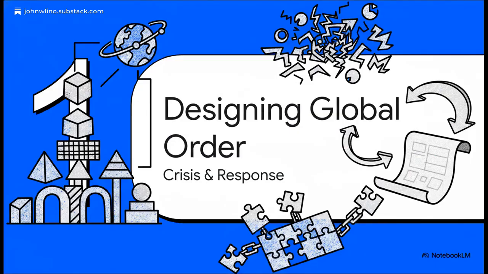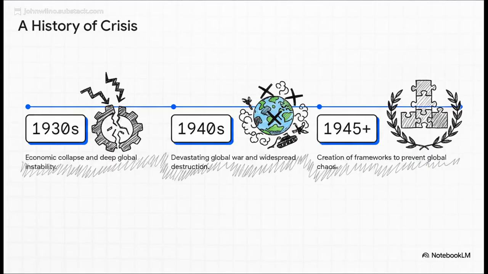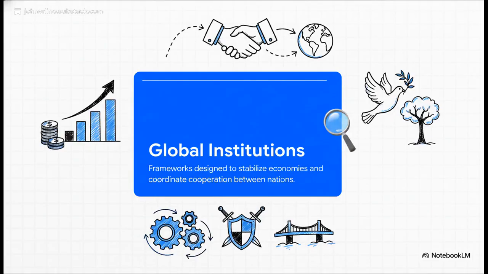Section 1. Designing global order, crisis and response. It's really easy to forget that these massive institutions weren't just created in a vacuum. They were a direct, urgent response to total global crisis. Think about the timeline here. The 1930s brought us catastrophic economic collapse and deep instability, which bled right into the pure devastation of a global war in the 1940s. The modern frameworks we know today were born straight out of that trauma from 1945 onward. At their core, they were engineered with one beautifully simple principle: prevent global chaos through deliberate coordination.